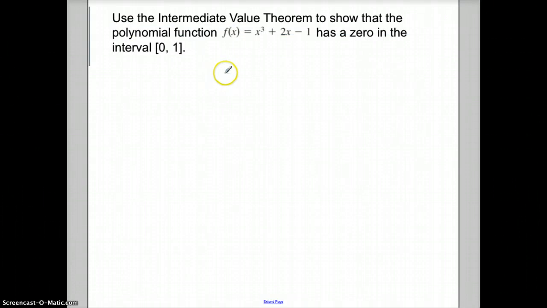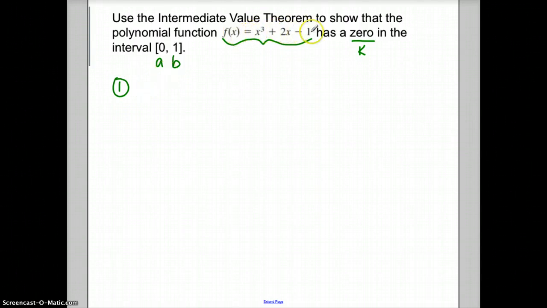Use the intermediate value theorem to show that the polynomial function f of x equals x cubed plus 2x minus 1 has a 0 in the interval 0 to 1. So here's the a and here's the b they're telling us to look at. This is going to be the k, the 0, that's the y value we're looking for, and this is our function. So condition number 1, is f continuous?